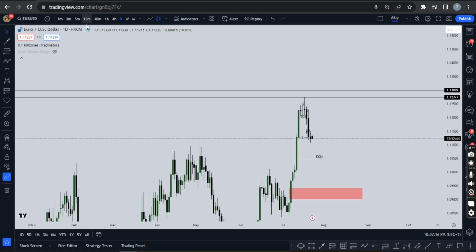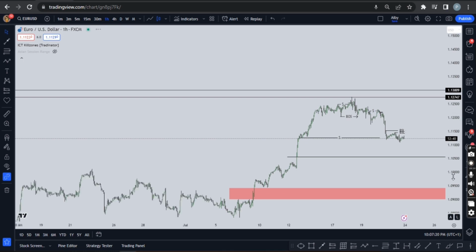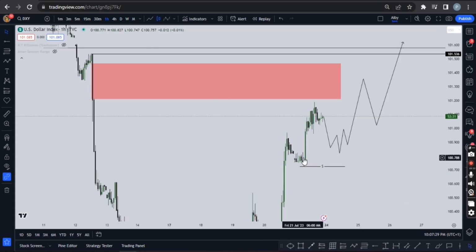Now, if we go to Euro USD, what do we have on the 1 hour? What will we be expecting on the 1 hour? We're expecting a buy to clear this liquidity here, a quick buy to clear the liquidity, and then a drop. Now, what do we expect here? A quick sell, moving into this, clearing this liquidity here, clearing this liquidity here.